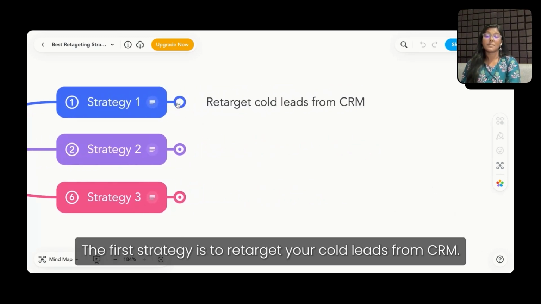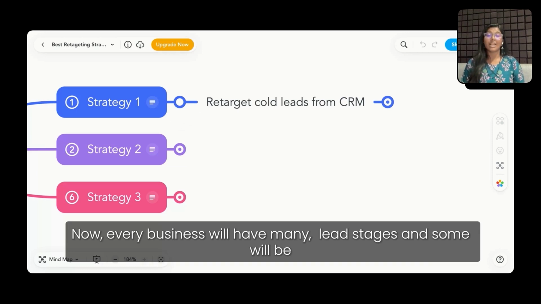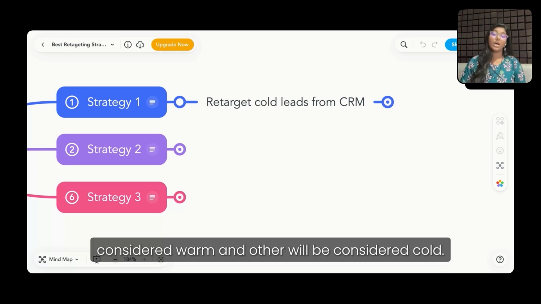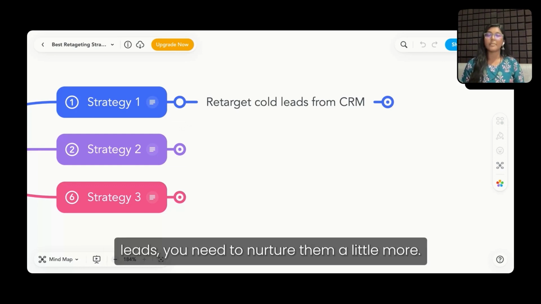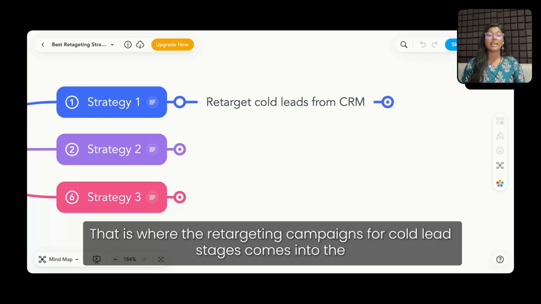The first strategy is to retarget your cold leads from CRM. Now every business will have many lead stages and some will be considered warm and others will be considered cold. The warmer leads will convert sooner, whereas when it comes to colder leads, you need to nurture them a little more. That is where the retargeting campaigns for cold lead stages come into the picture.